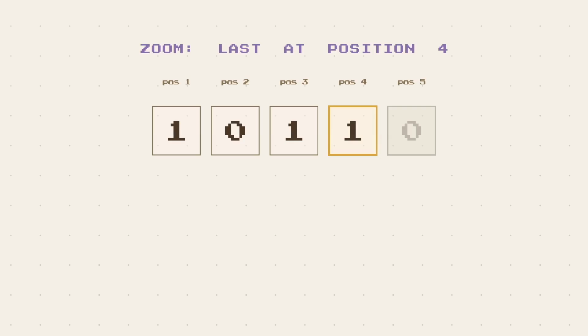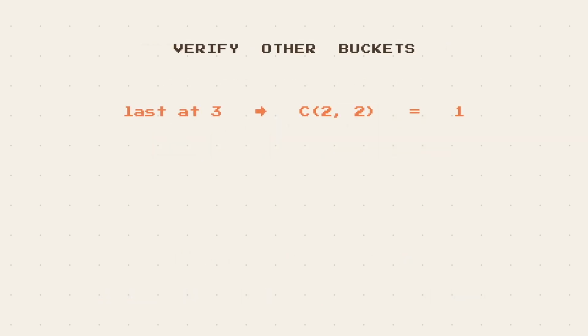Okay, now zoom in on the last one at position 4. Position 4 is locked to 1. Position 5 must be 0, otherwise 4 wouldn't be the last one. Now, the first 3 positions hold the other 2 ones, right? That means 3 choose 2, so that basically means 3 ways. So the general rule is last one at position k gives C(k-1, r), and the others check out. Last at 3 gives 1 string, last at 5 gives 6 strings, and they both match.